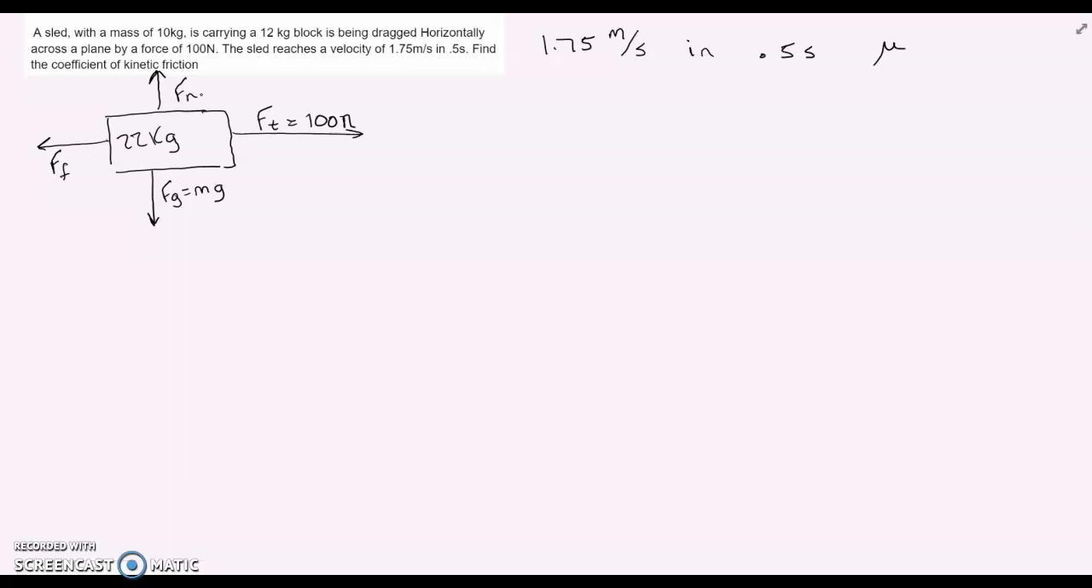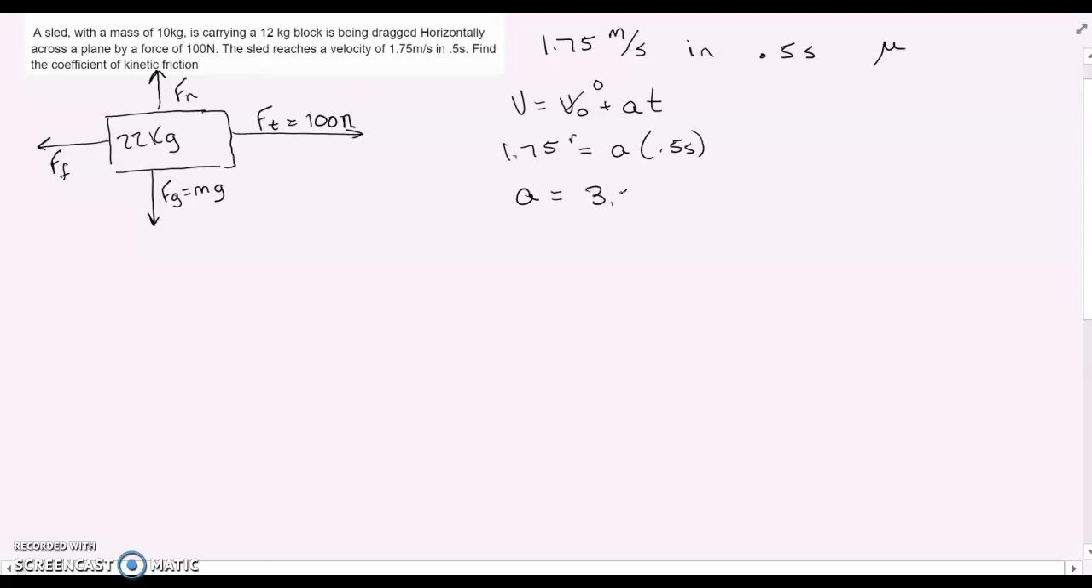So, with what we have, I'm going to start and get acceleration using one of our kinematic equations. For this one, I'm going to use velocity equals initial velocity plus acceleration times time. Then our initial velocity is going to be 0. Our final velocity is 1.75 equals acceleration times time, which is 0.5 seconds. This will give us an acceleration of 3.5 meters per second squared.